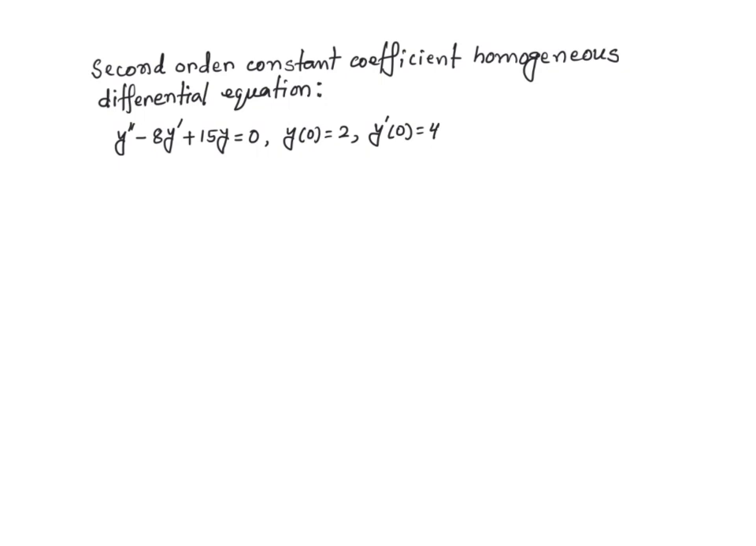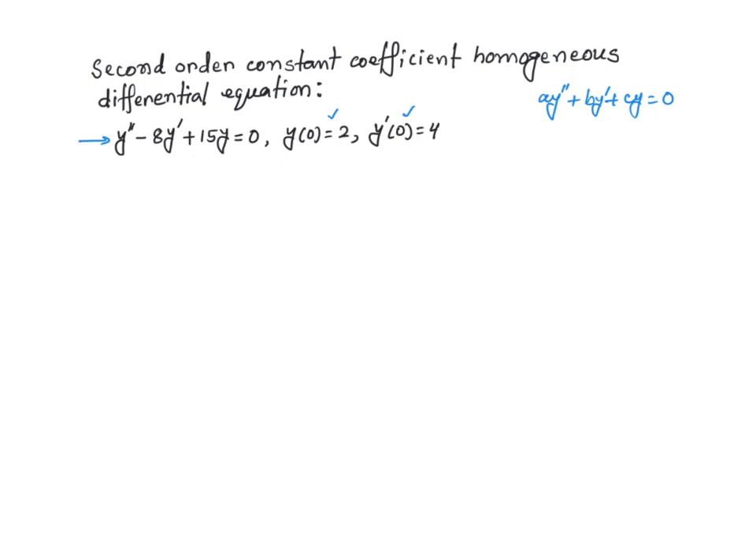In this video, I am going to solve this second order constant coefficient homogeneous differential equation. In general, the structure of this type of differential equations is this: a y double prime plus b y prime plus c y is equal to 0, where a, b, c are real numbers. And here, this is what my differential equation is: y double prime minus 8y prime plus 15y is equal to 0, with an initial condition of y of 0 is 2 and y prime of 0 is 4.